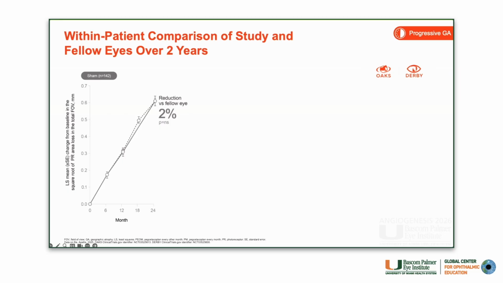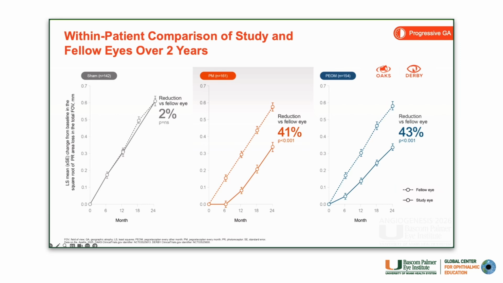Another AI analysis from the Oaks and Derby study further confirms this pattern. While GA growth was highly consistent between sham eyes and their untreated fellow eyes, both pegcetacoplan monthly and every other month significantly reduced EZ loss compared to the untreated fellow eyes. This data reinforces the importance of analysis of fellow eyes with GA as a potential comparator and as validation in open-label extension studies.